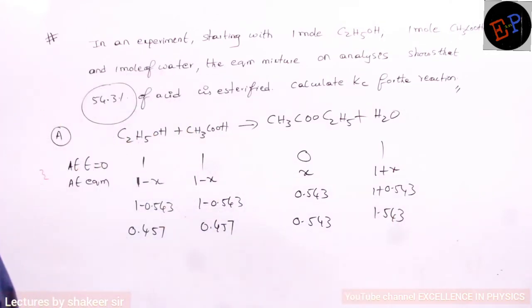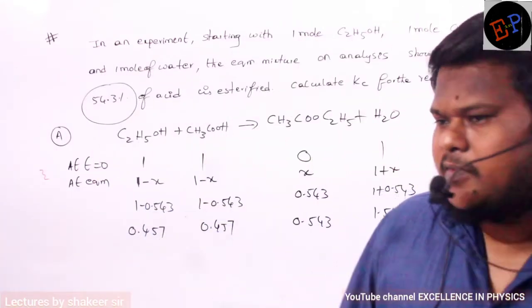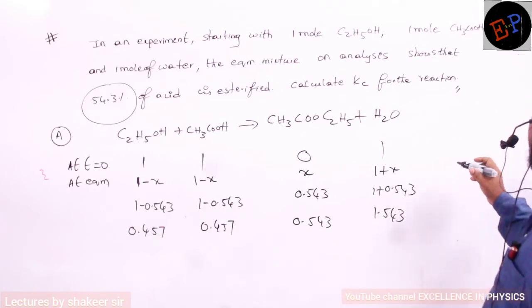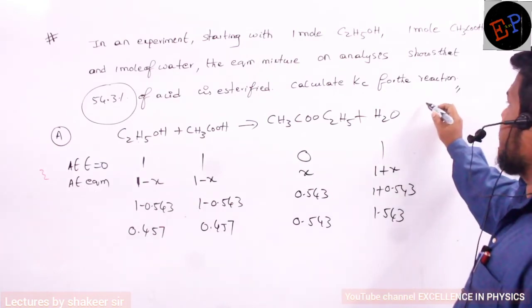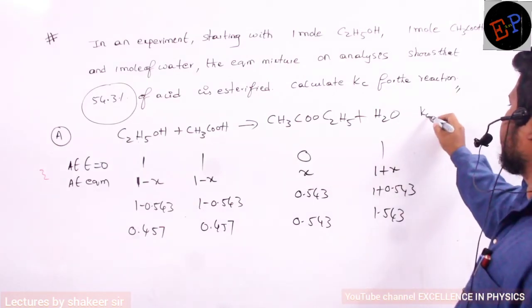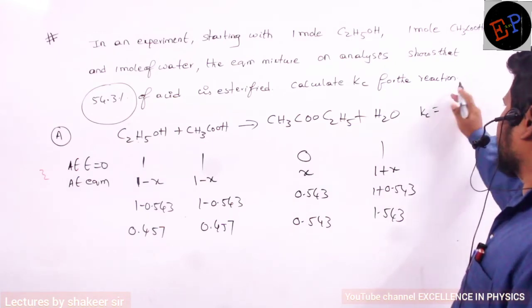That's all. So the concentrations I have calculated, the final concentrations. Now just calculate the Kc value. How can I calculate the Kc value?